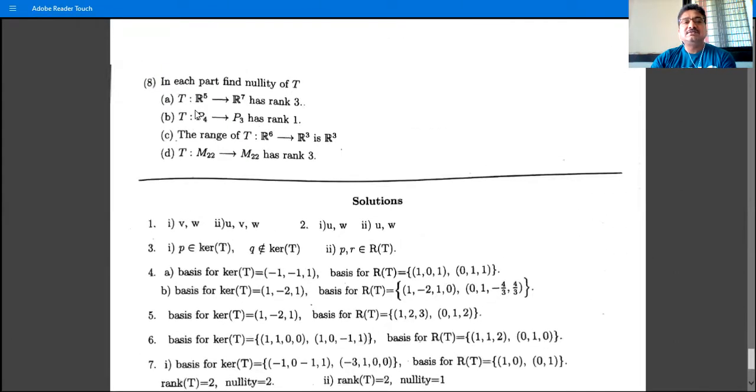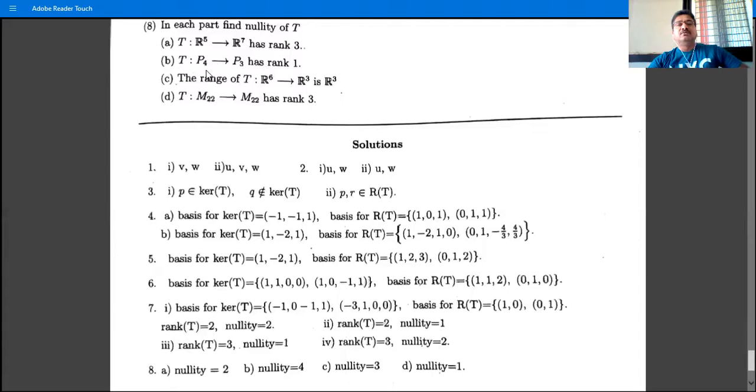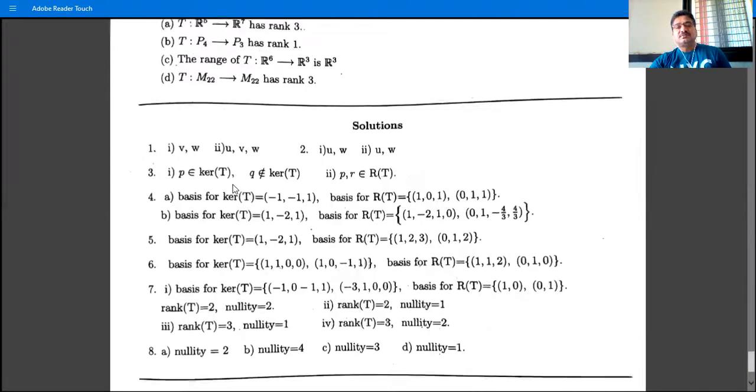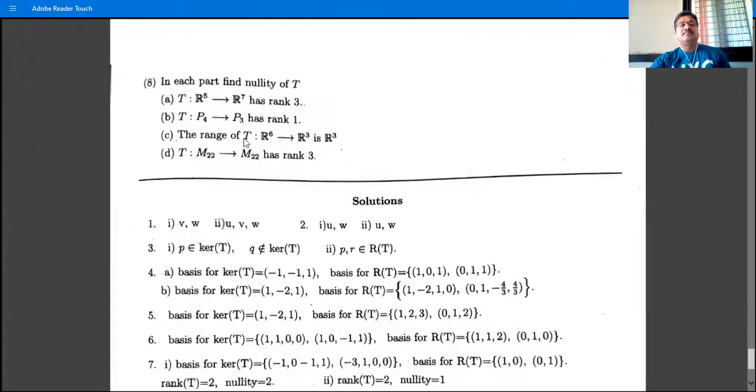Similarly, this is P4. What is the dimension of P4? The dimension of P4 is 5. So rank of T plus nullity of T is equal to 5, and therefore nullity of T is 5 minus rank of T. That is 5 minus 1, so the answer is 4. The answer to B is 4, because the dimension of P4 is 5.